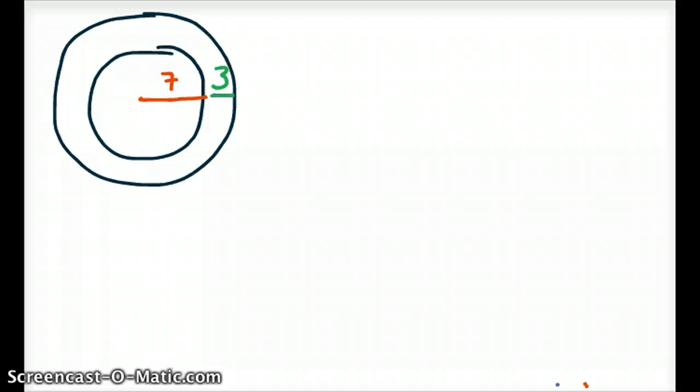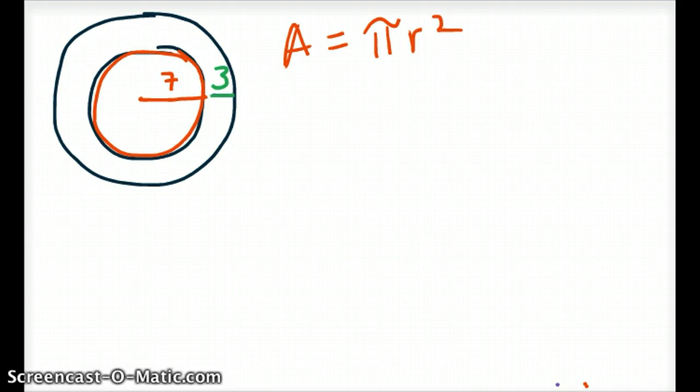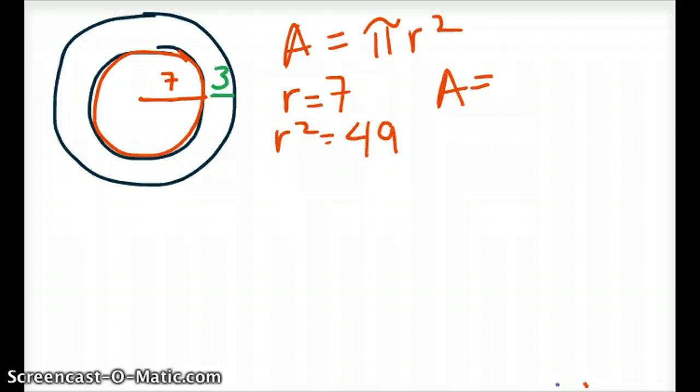The next problem I'm going to do is a target problem. So I have to remember that the area of a circle, again, is pi r squared. So I'm going to look at the smaller circle first. The radius is 7, so radius squared is 49. So the volume, not the volume, the area, is going to be 49 pi. And that's of the small circle.